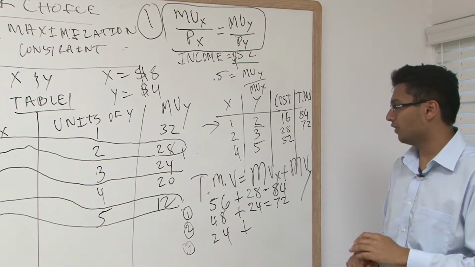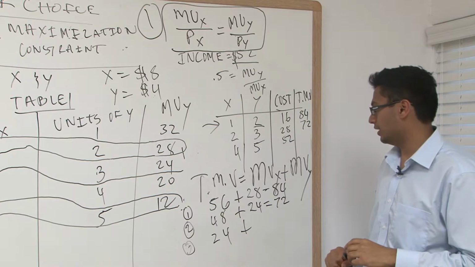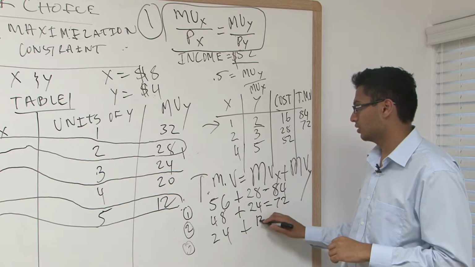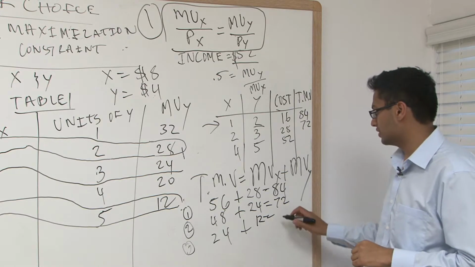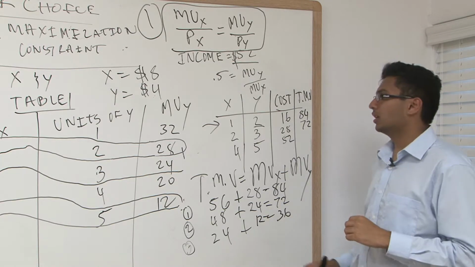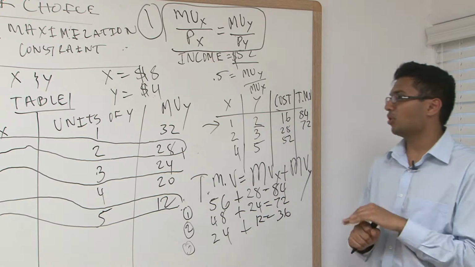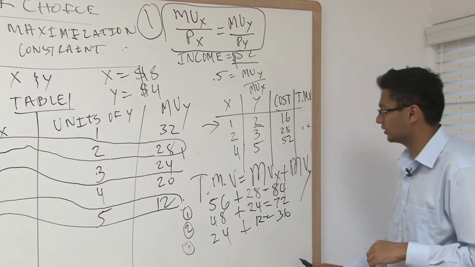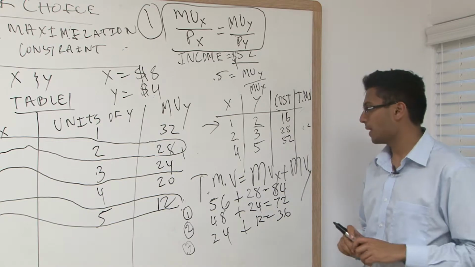And 12 units, which gives me 36. Okay, now the most important thing is, as you can see, actually this column is slightly incorrect. Okay, now let me tell you why I did this.